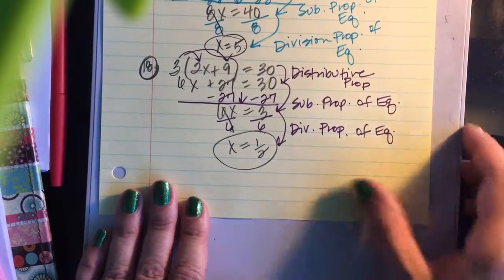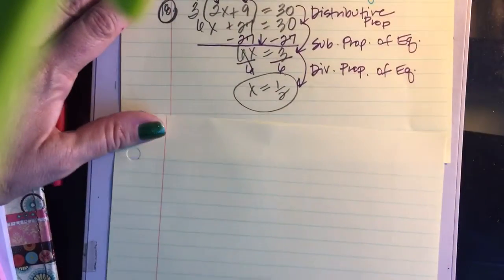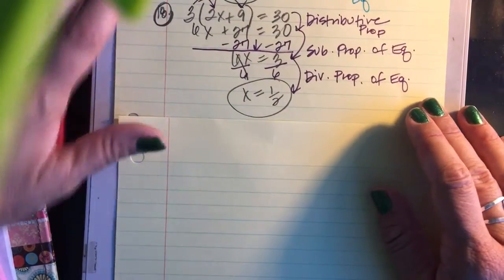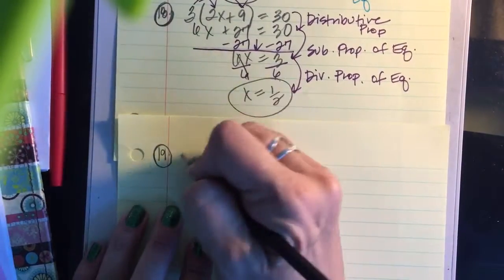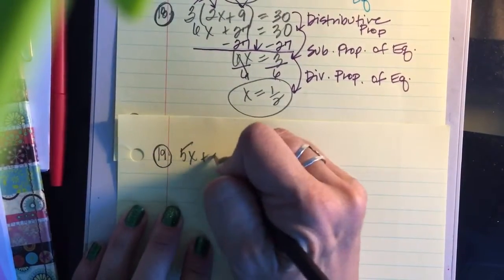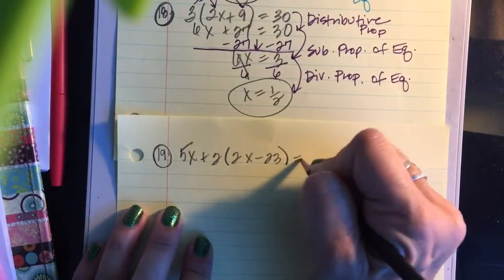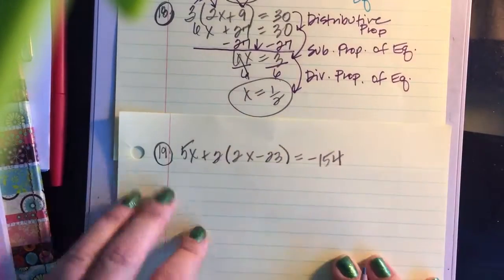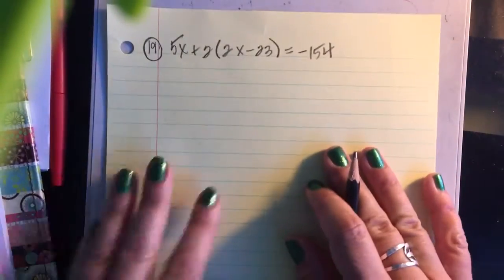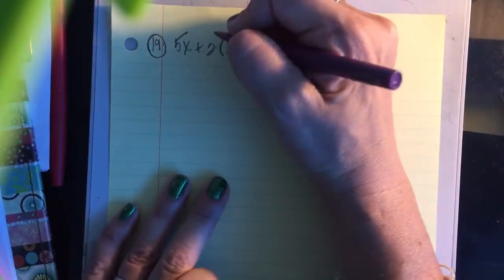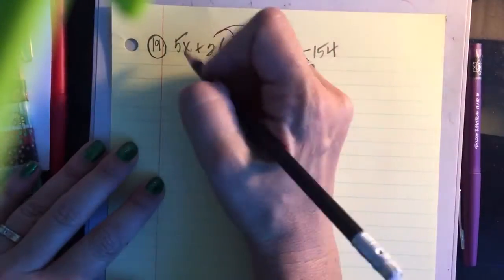19. Number 19, last one in this group. Please, guys. Plus 2 times the quantity 2x minus 23 equals negative 154. So lots going on in 19. I hate 19. Don't give 19 that much power.